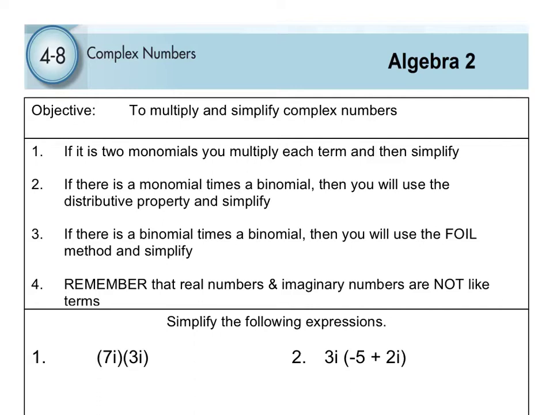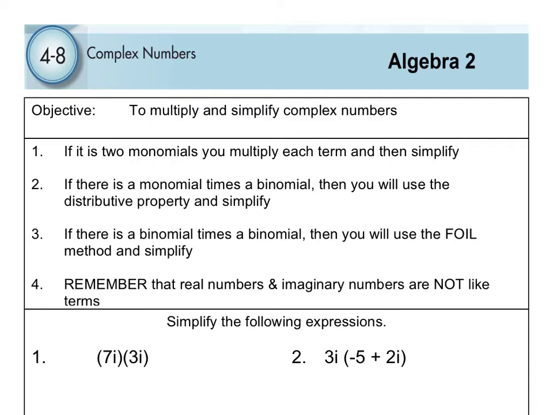Now, there are four things that we're going to look at here. Number one says if it is two monomials, you simply multiply each term together and then simplify what you have. Number two says if there is a monomial times a binomial, then you will use the distributive property and simplify. Number three says if there's a binomial times a binomial, then you will use the FOIL method and simplify. We'll hit on that a little bit, just to remind you what the FOIL method is. You have had that before.